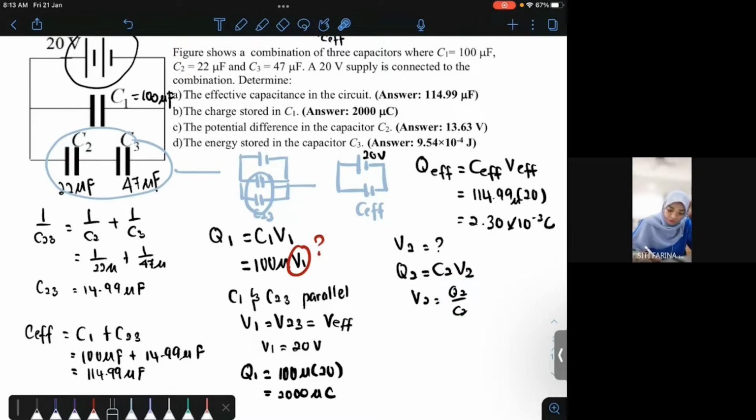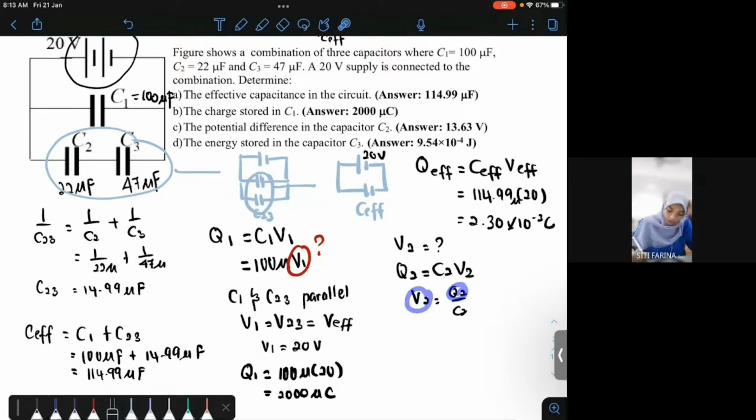And we know nilai C2 kita dah ada. Given in the question, 22 microfarad. We are looking for V2. So you need to know Q2 dekat sini. Okay, kalau kita dapat cari Q2, kita boleh terus cari V2 ini.